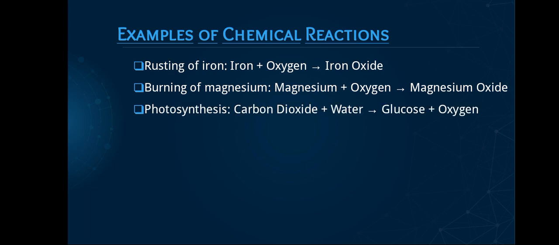And next, photosynthesis. Here, carbon dioxide and water are the two substances that react with each other to form two products, not one product but two products, glucose plus oxygen. This is also in your chapter 5 life processes. So glucose is actually C6H12O6, whereas oxygen is just O2. Okay, so reactants are carbon dioxide and water, whereas products are glucose and oxygen.